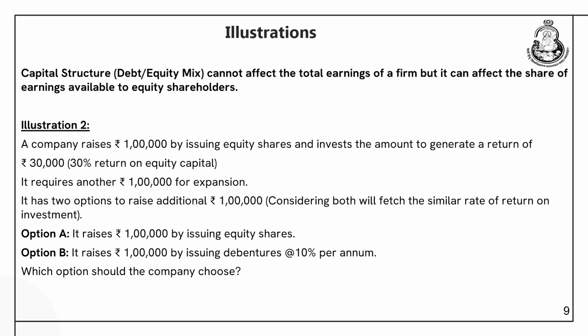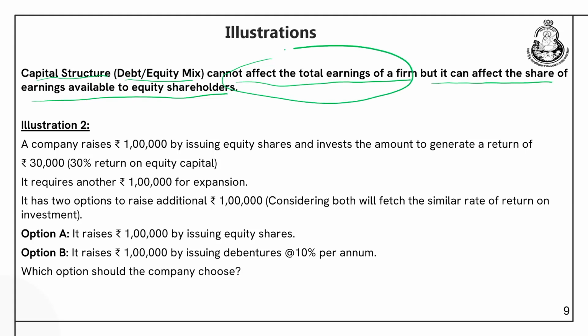Now, let us understand this. This is very important. Capital structure, that is the debt equity mix, cannot affect the total earnings of the firm, but it can affect the share of earnings available to equity shareholders. Now, this is very important to understand. The debt equity mix or the capital structure of a company cannot affect the total earnings of the firm. I am using the word cannot, but it can affect the share of earnings available to equity shareholders. How? Let us understand this with an example.